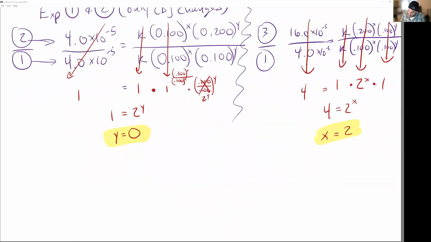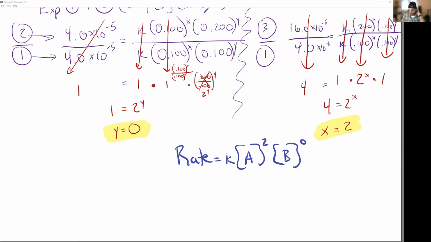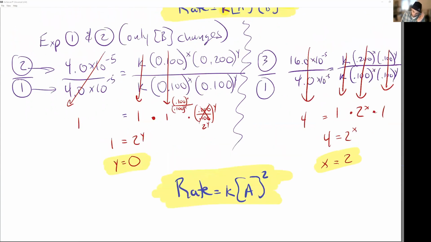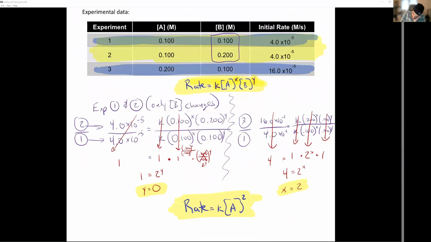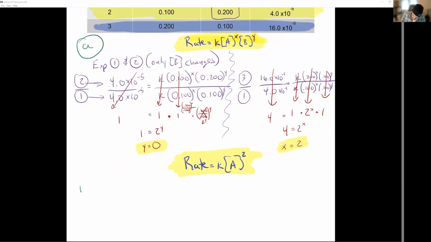So there we go. Now I can rewrite the rate law. My rate is equal to k times concentration of A raised to the x, which we determined to be 2, B raised to the 0. Do I need that B there? Because it will always be the same. I do not. I can simply say that is my new and final rate law. Great. So that was step 1, solving for the rate law.